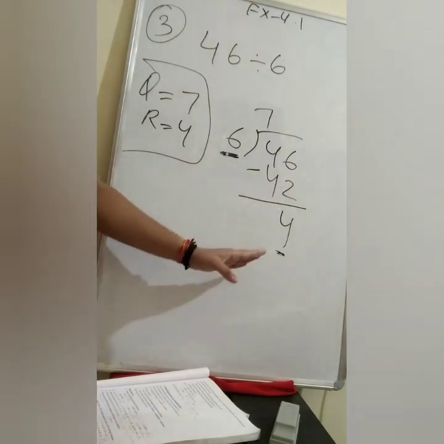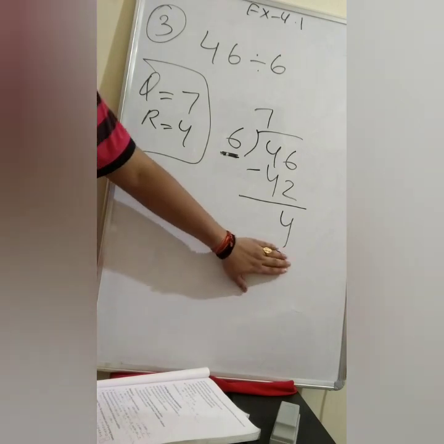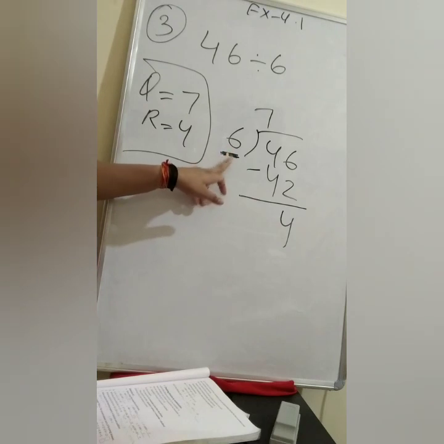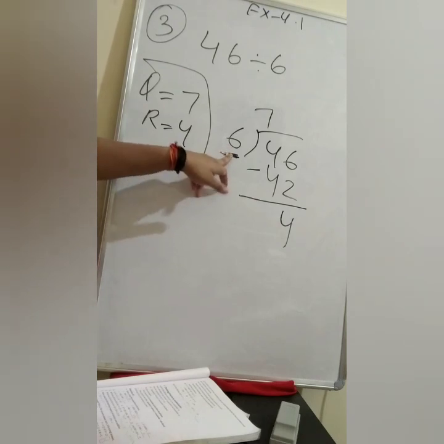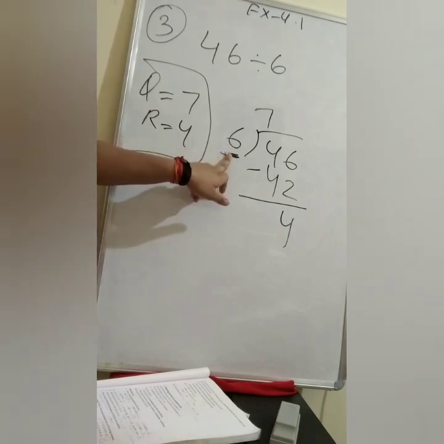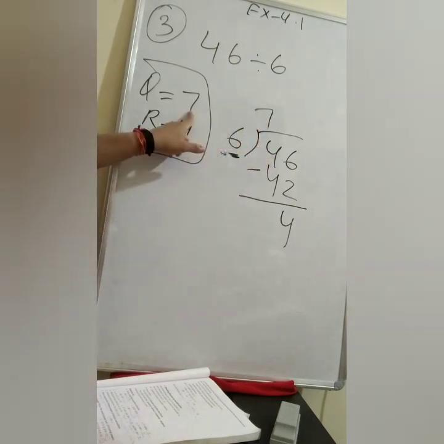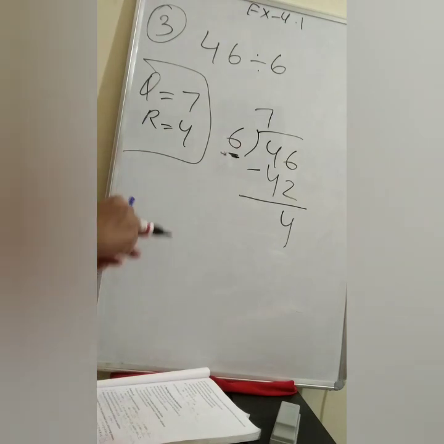No. So that means if any number in the remainder portion comes which is less than the divisor, this is your divisor, so what will you do? You will stop. Clear? So see here, quotient is 7 and remainder is 4. So again you are going to put a tick.